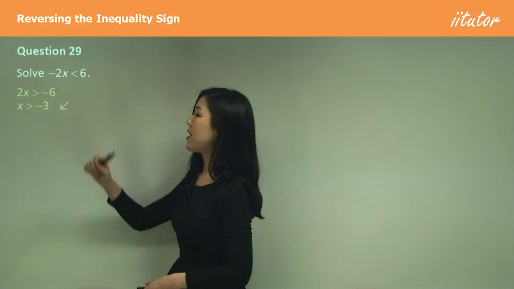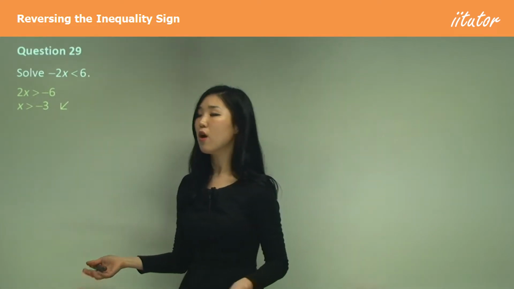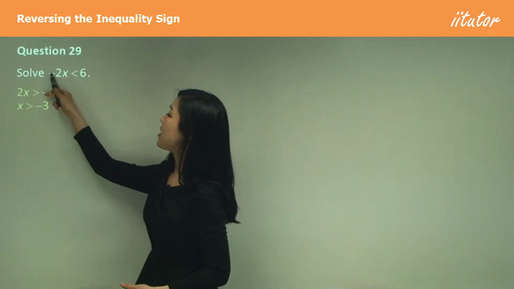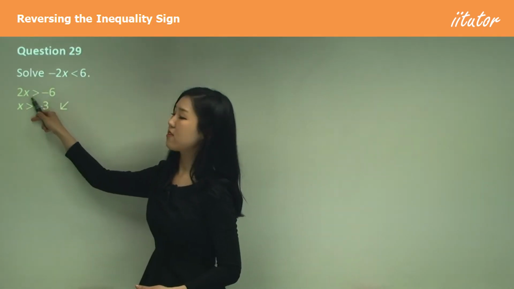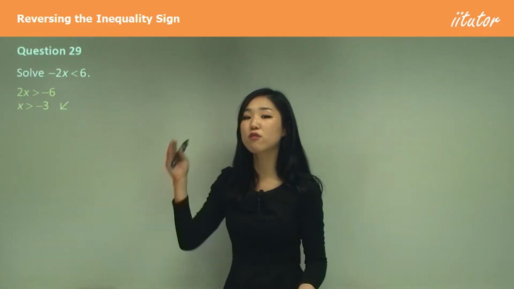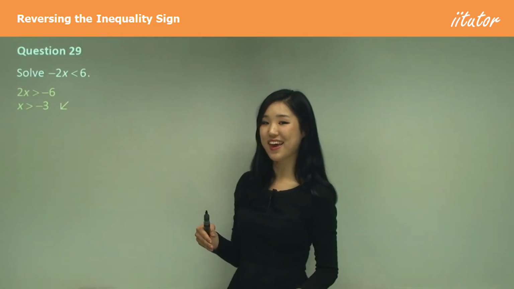You can divide by negative 2 straight out all at once, or if you don't like that, if you want to go step by step, you can put the negative over first by switching the sign over and then dividing it by 2. Either way is fine, as long as you remember to reverse the sign, okay?